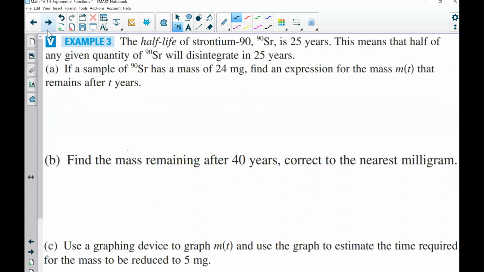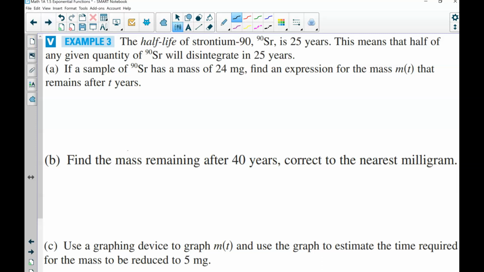Now we're going to deal with some applications of exponential functions. The exponential function occurs very frequently in mathematical models of nature and society. So we're going to go through example 3, which gives us an idea of how this works within society.